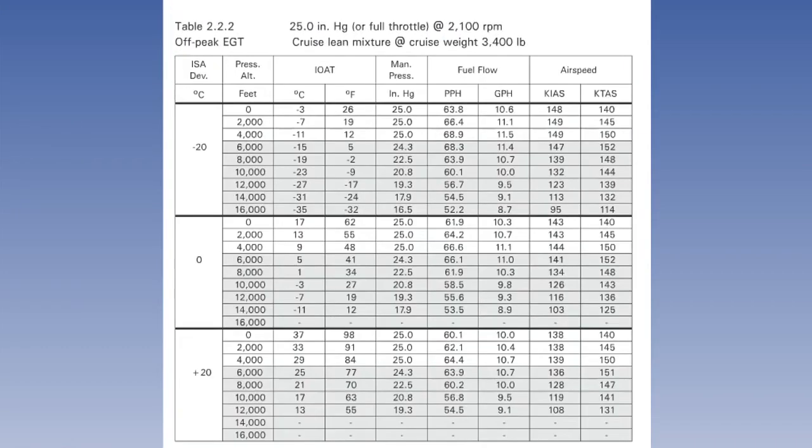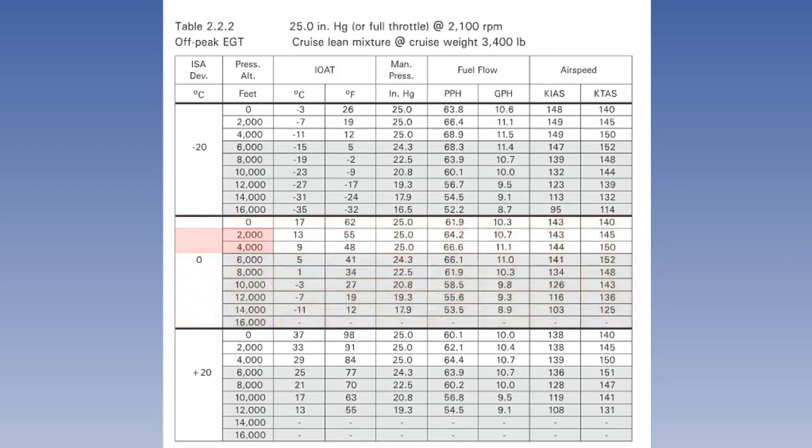You should have selected table 2.2.2 on page 5, which gives the data for 25 inches of mercury at 2,100 rpm. At a cruise altitude of 3,000 feet and a temperature of plus 3 Celsius, the ISA deviation is minus 6 degrees. As there is no need to interpolate, we can enter the table at the ISA deviation 0 block.